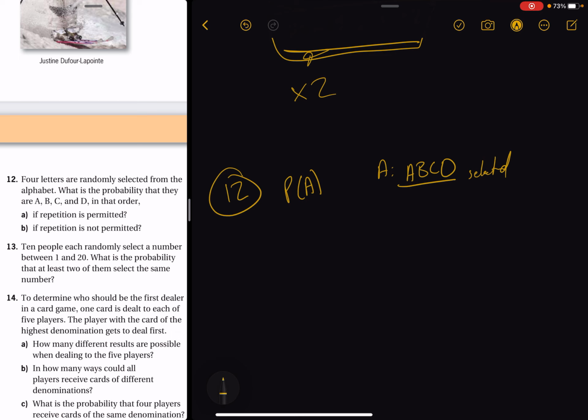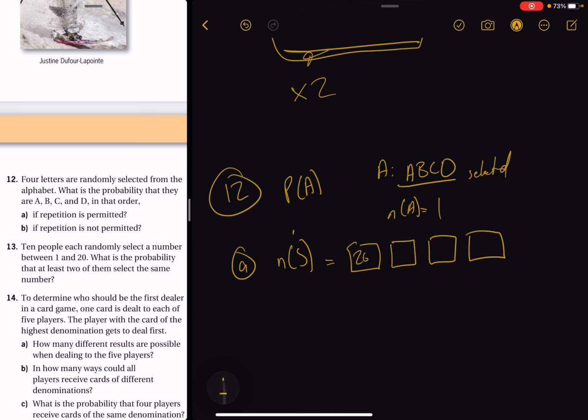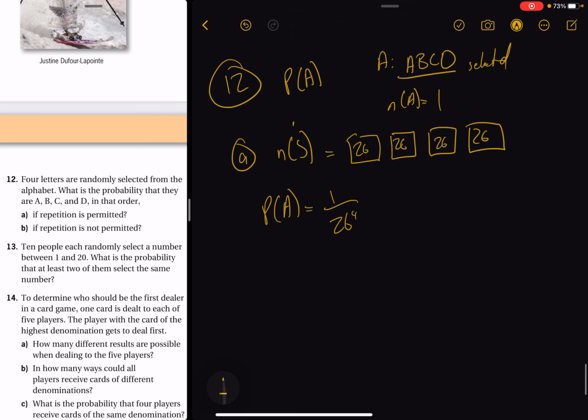Honestly, there's only one way that can happen. So N of A is equal to 1. N of S will depend on whether repetition is permitted. Well, I have 4 letters, 26 for each. So P of A, if repetition is allowed, is equal to 1 over 26 to the power of 4. You can do the math on that one.